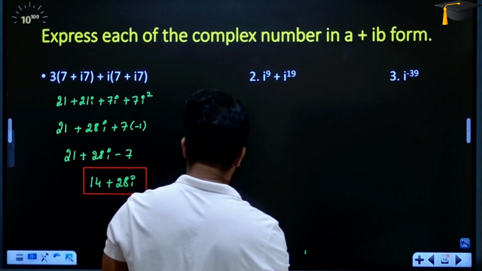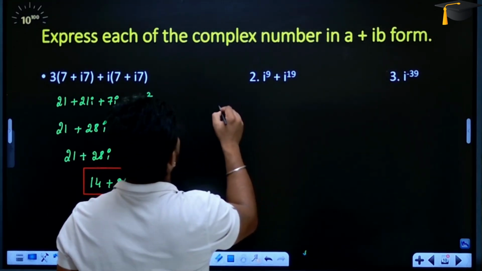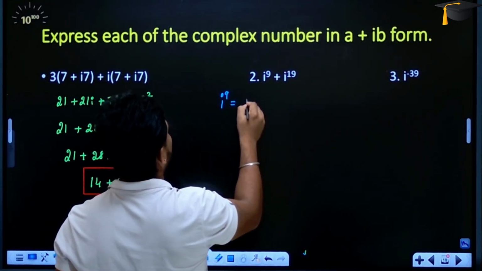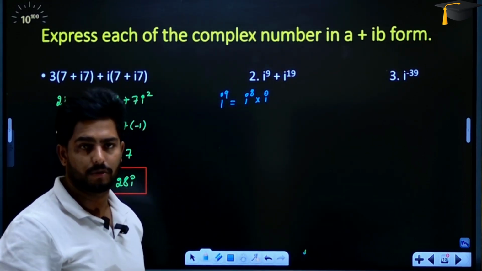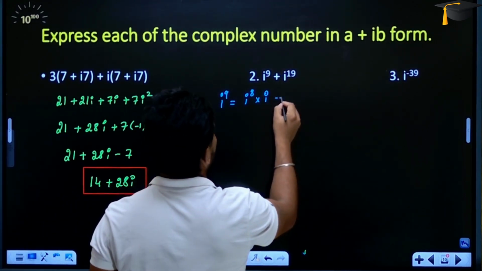Okay, ಈಗ second one I to the power 9 ಮಕ್ಕಳೇ. I to the power 9 ಅಂದ್ರೆ it is I to the power 8 into i ಅಂತ ಬರ್ಕೋಬೋದಾ? I to the power 8 into i ಅಂತ ಬರ್ಕೋಬಹುದು. What is I to the power 8? It is 1 into i ಅಂದ್ರೆ i ಆಗುತ್ತೆ.